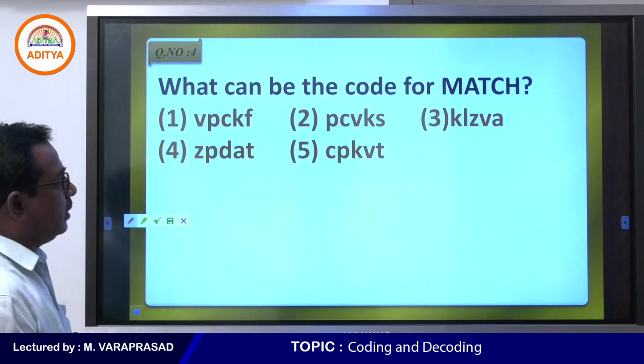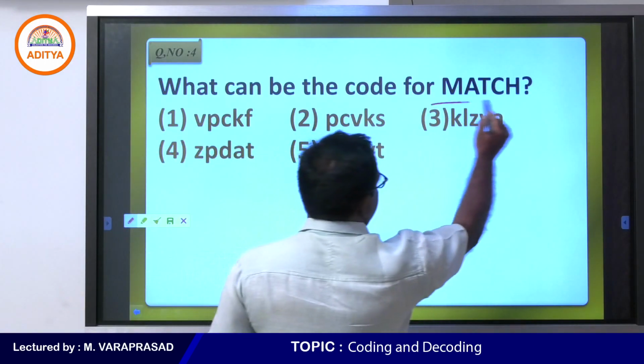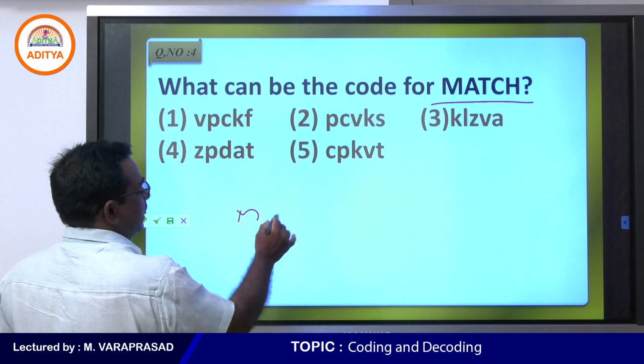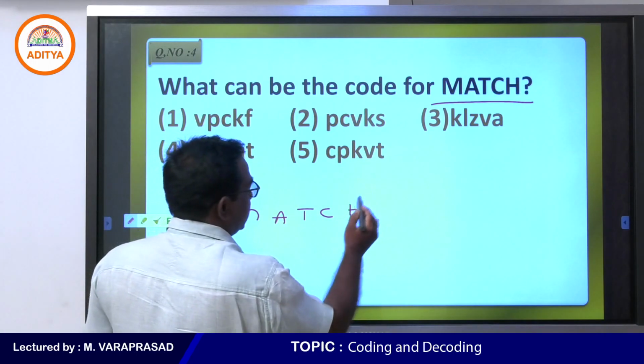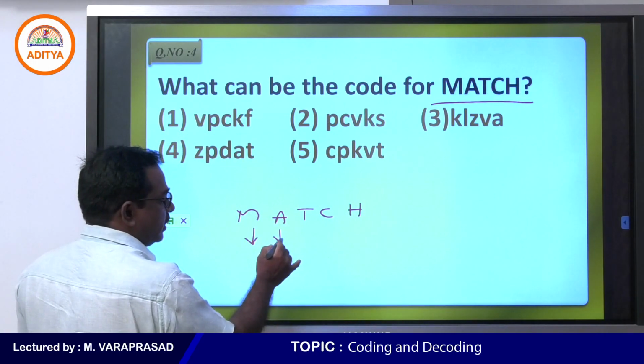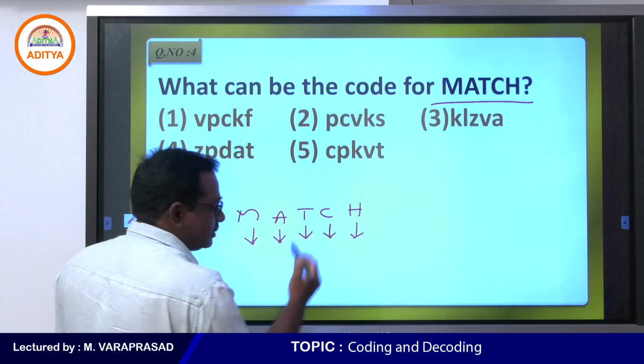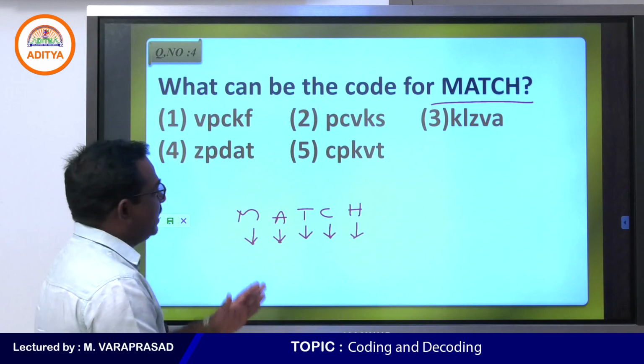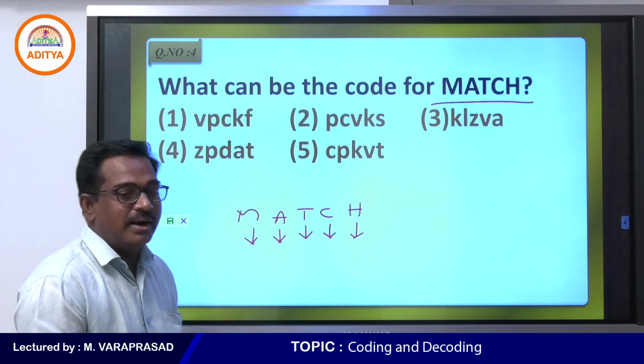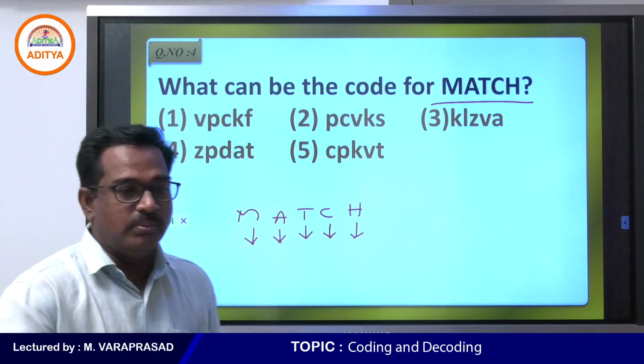What can be the code for MATCH? Yes, what is the code for M? What is the code for A? What is the code for T? What is the code for C? What is the code for H? You write here. If the same order is there in the options, no problem. If not there, you need to find out the jumbling order.